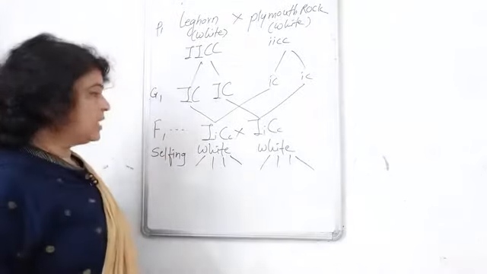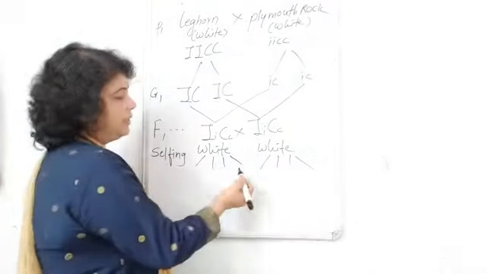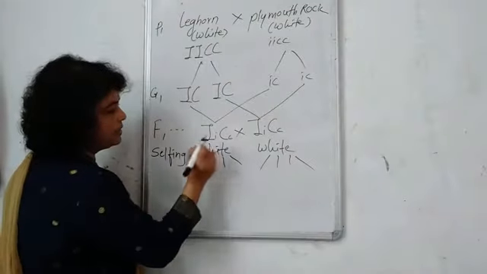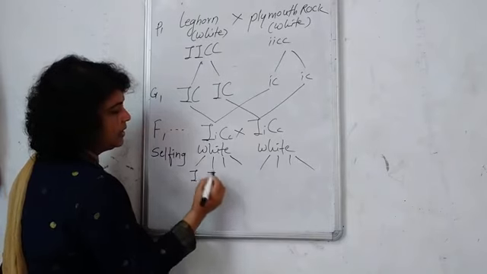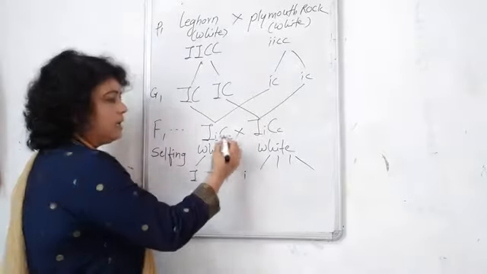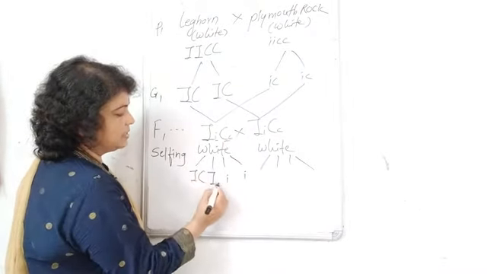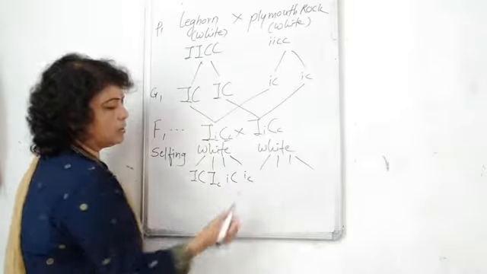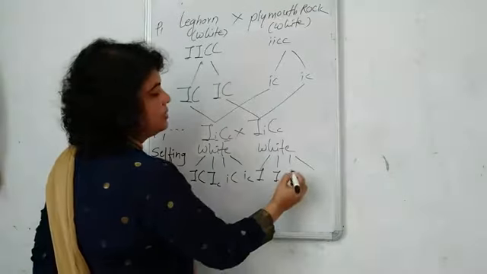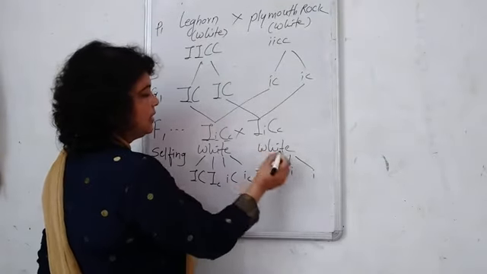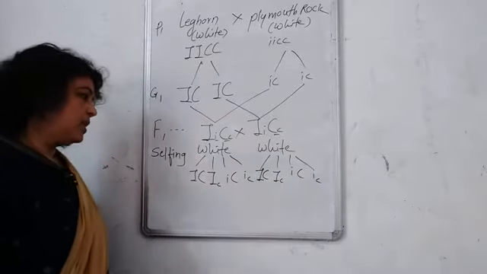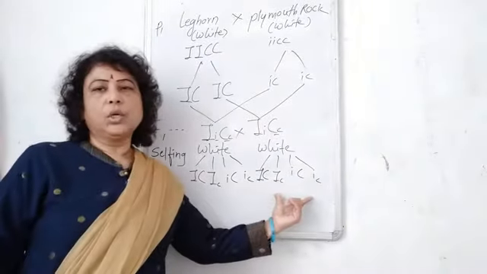On selfing, they produce 4 different gametes because they were heterozygous. So the first gene is capital I, then small i. Then the second gene is capital C, small c. Similarly here, capital I, small i, then capital C, small c. So in this way, these 4 gametes were produced.